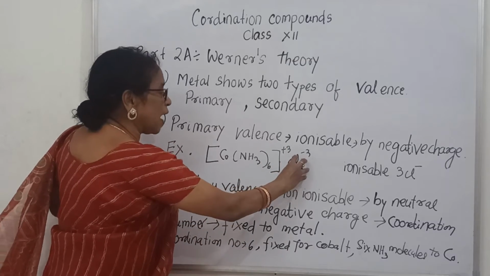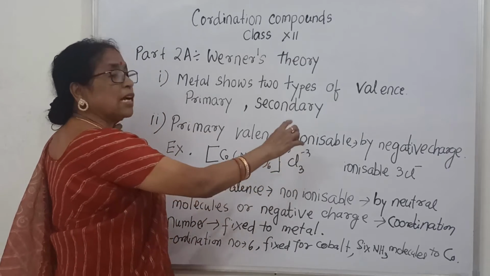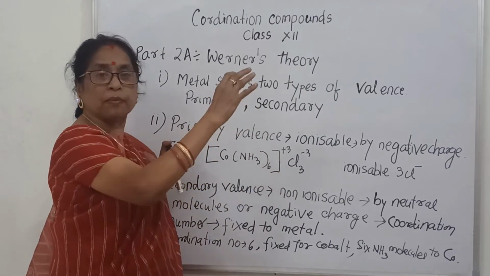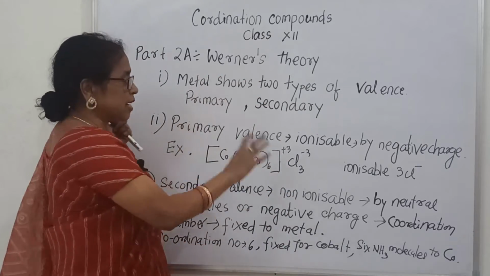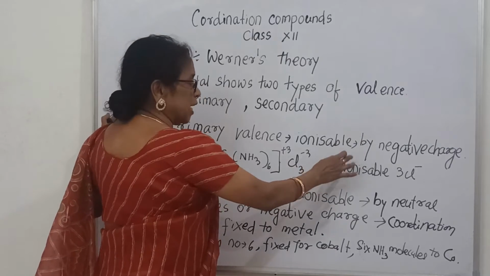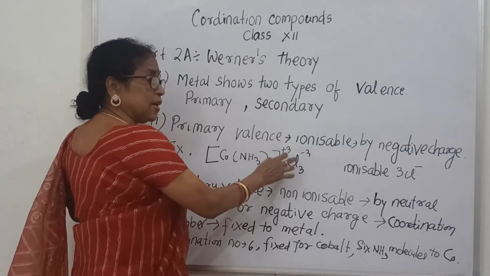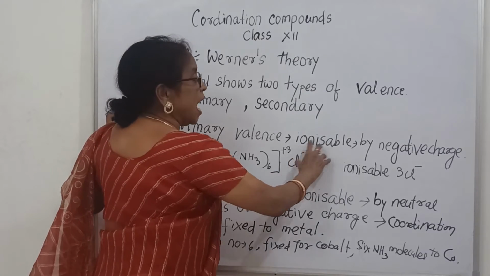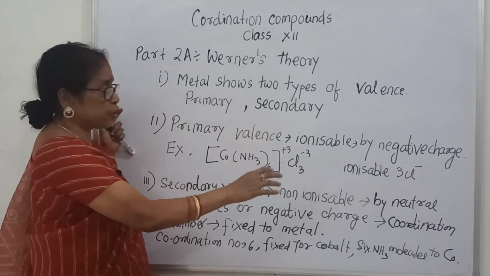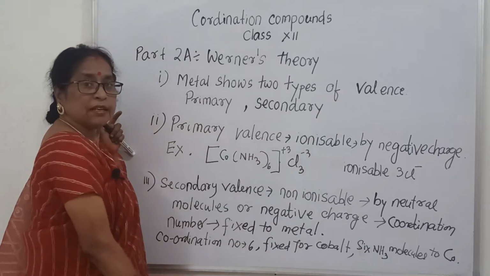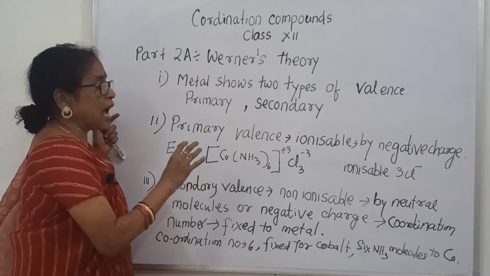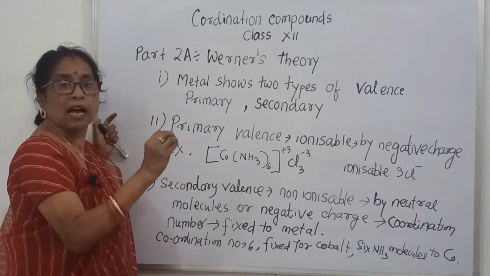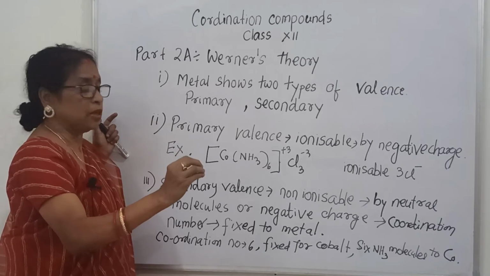That is why these are called ionizable, because they will break and give a curdy white precipitate with silver nitrate. Primary valency is ionizable, that is why it gives the acid radical test, and it is satisfied by negative charge. Here it is negative charge, that is why the 3 Cl minus, you can say 3 chloride ions, are ionizable.